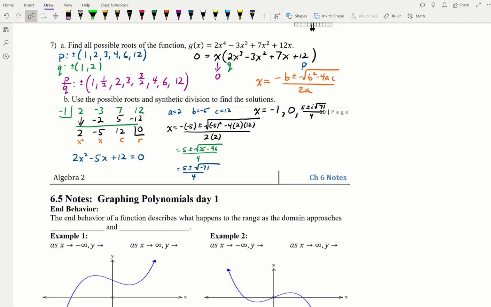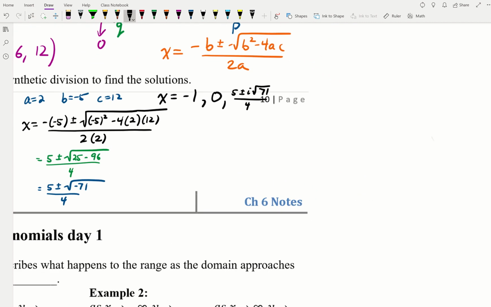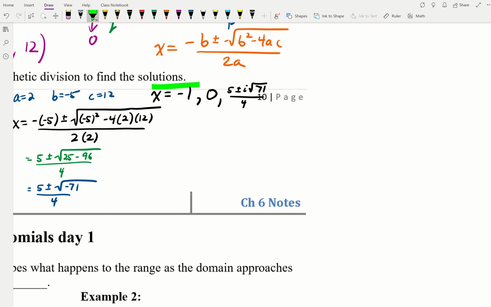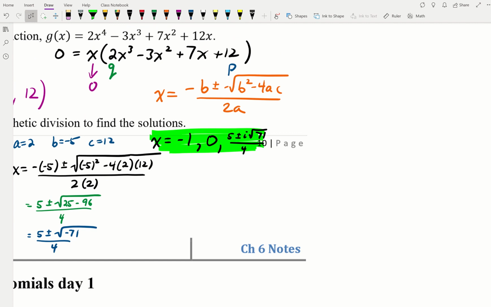Now, in this case, it says find all possible roots. This right here would be our list of all possible roots. All right. We had a degree of 4 at the beginning of the problem. We should expect there to be 4 answers. And that's what we get when we take our rational roots and our imaginary roots.